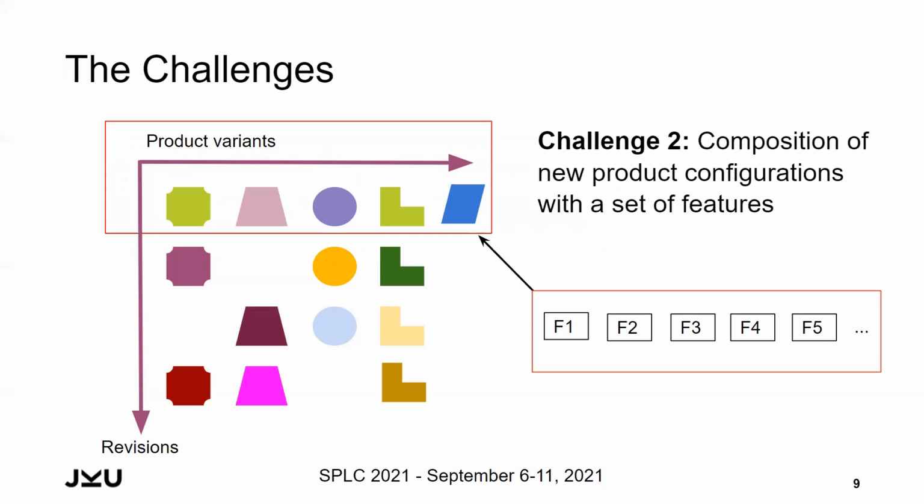We thus present our second challenge: composition of new product configurations with a set of features. With this challenge, we evaluate if the proposed feature location approach for C or C++ systems can be used to compose new configurations with the traces retrieved to simplify and accelerate the composition of not yet existent variants of a system.